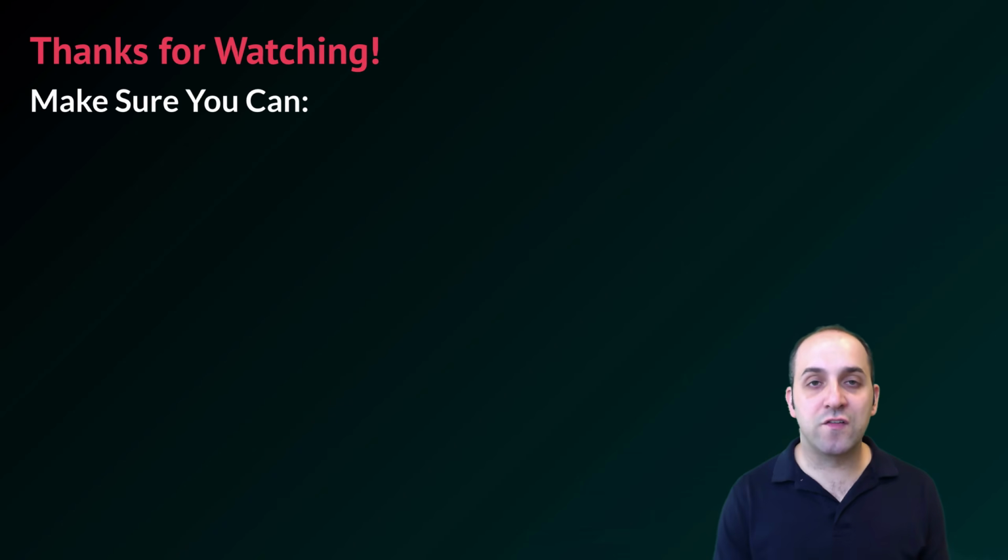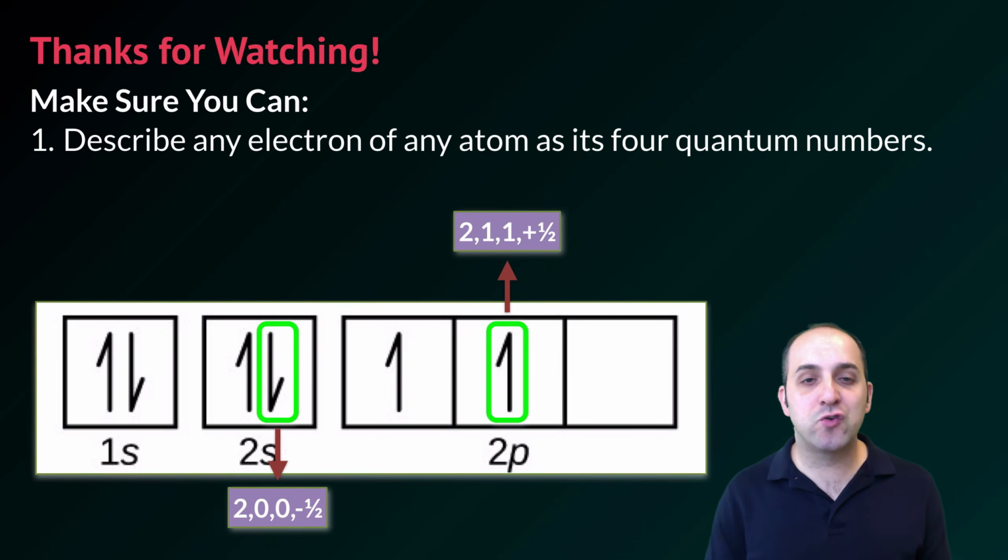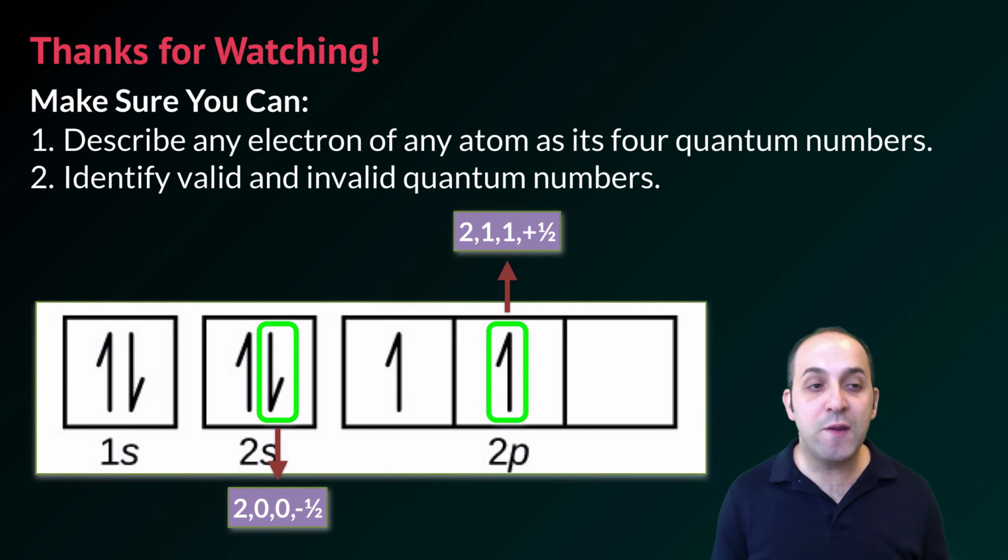Thanks so much for watching our discussion of quantum numbers. Take a moment here at the end and make sure that you can do the following things. Make sure that you can describe any electron of any atom as its 4 quantum numbers. Also make sure that you can identify valid and invalid quantum numbers. Why, for instance, would the second quantum number never be 12? These are the kinds of things that you'll be expected to do. If you can do these things, you're doing great. If you can't, that's okay too. Take a moment and write down any questions that you have.